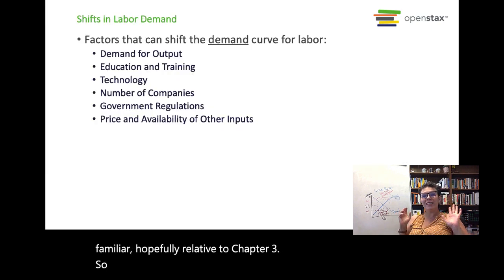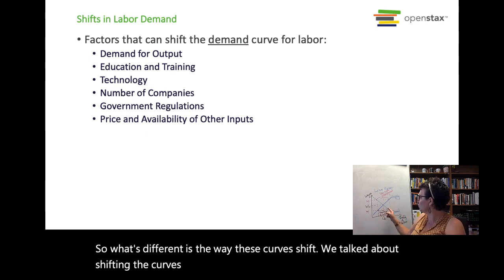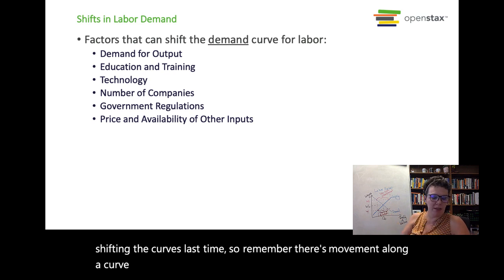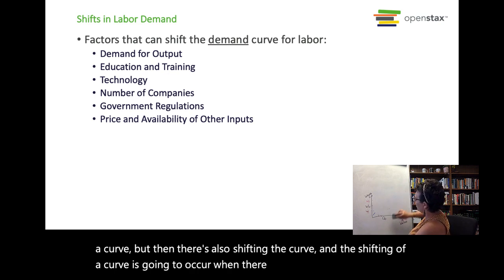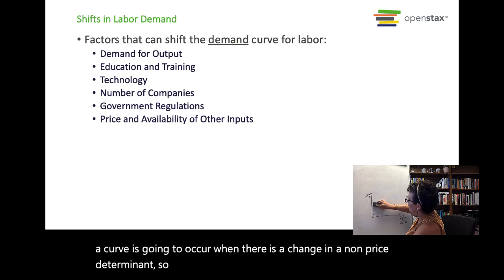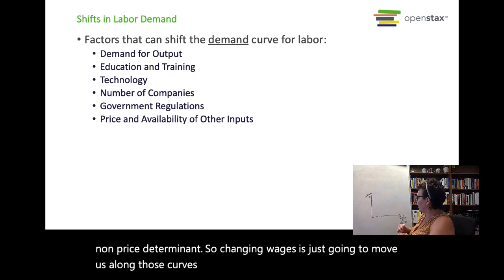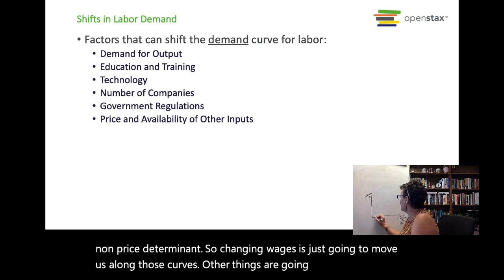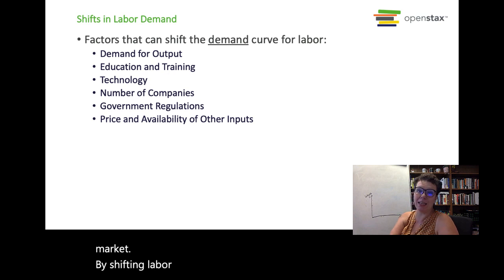So what's different is the way these curves shift. We talked about shifting the curves last time. So remember, there's movement along a curve, but then there's also shifting the curve. And the shifting of a curve is going to occur when there is a change in a non-price determinant. So changing wages is just going to move us along those curves. Other things are going to affect the labor markets by shifting labor demand and labor supply.